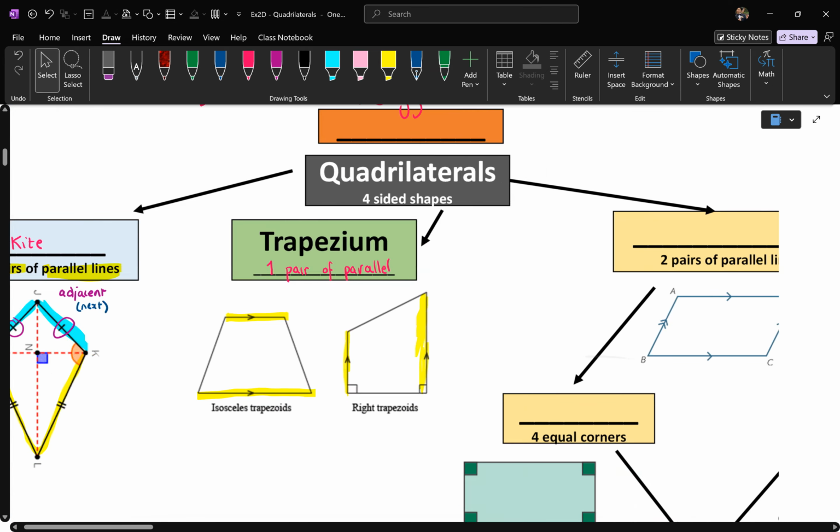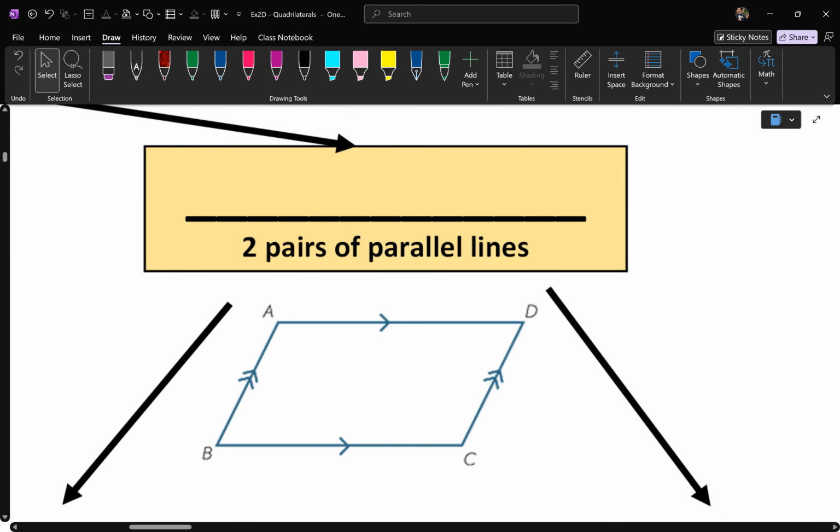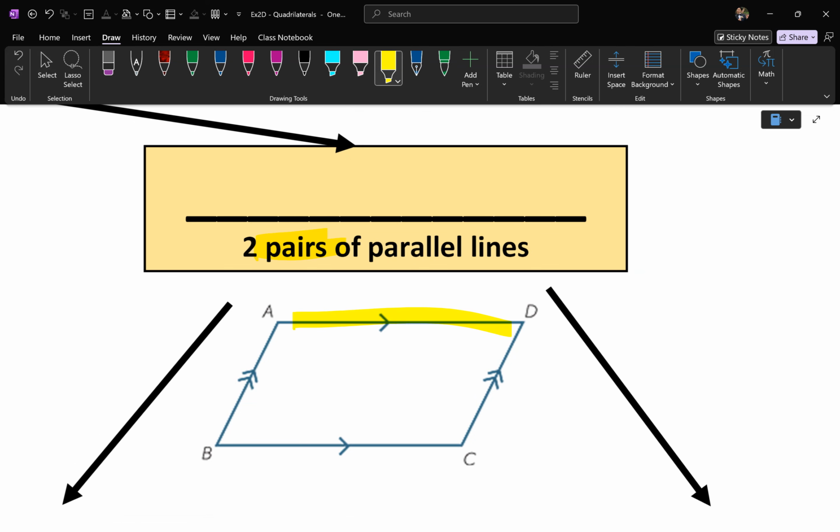Zooming out to your right, this one looks like a rectangle, but it is not. Because yes, we have two pairs of parallel lines. So there's two pairs: the top and bottom, that's one pair, and left and right, that's the second pair. But this is not 90 degrees like a rectangle. So this is called what, starting with P?